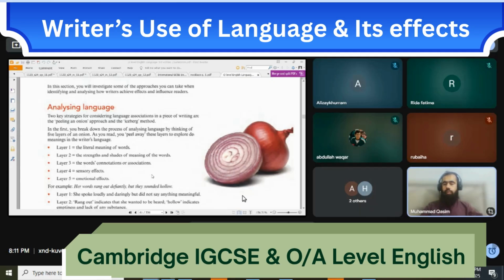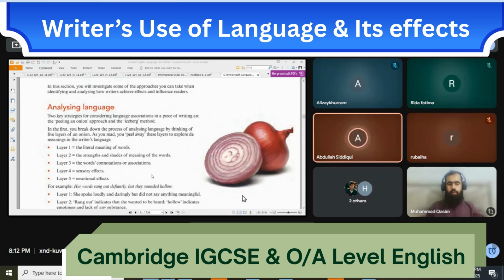Yes, sir. Two key strategies for considering language association in a piece of writing are the peeling and onion approach and the iceberg method. In the first, you break down the process of analyzing language by thinking of five layers of an onion. As you read, you peel away these layers to explore the meaning in the writer's language. Layer one, the literal meaning of words. Layer two, the strengths and shades of meaning of the words. Layer three, the words' connotations or associations. Layer four, sensory effects. Layer five, emotional effects.